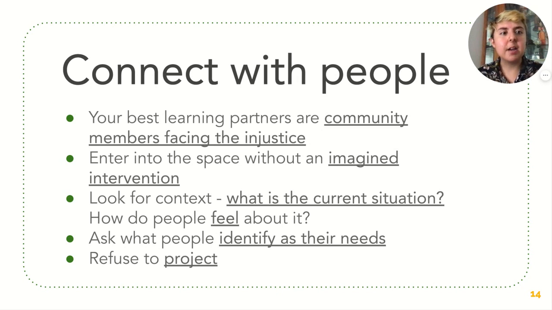You will often need to enter into the space without an imagined intervention. So more often than not, design processes will have you come in with a design question that you want to solve. And while that has good intentions, it will often have negative impact because that can shape the way that you're approaching the design process. So you have to come in basically like, I'm ready to form the questions with you that we can come and investigate together.